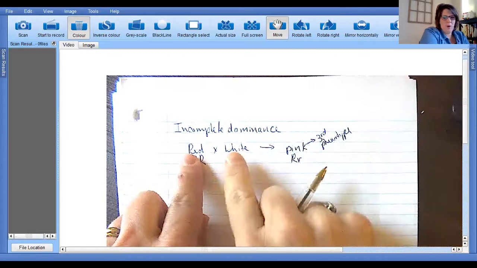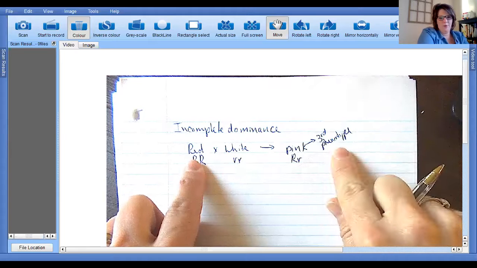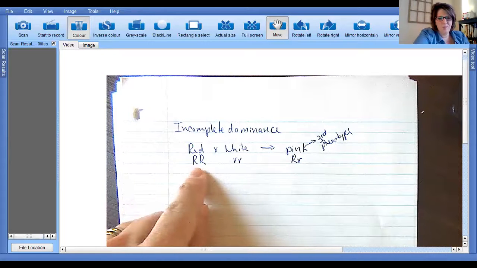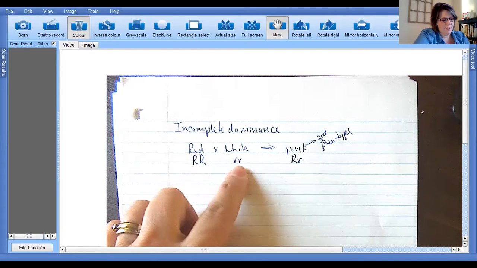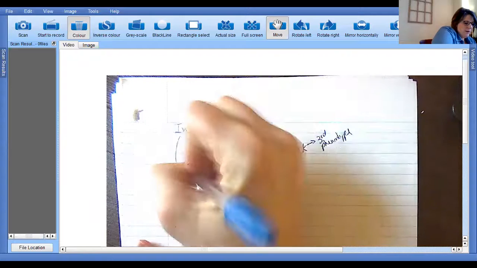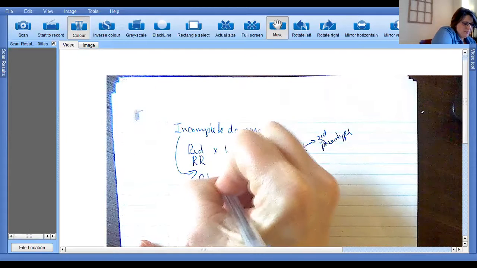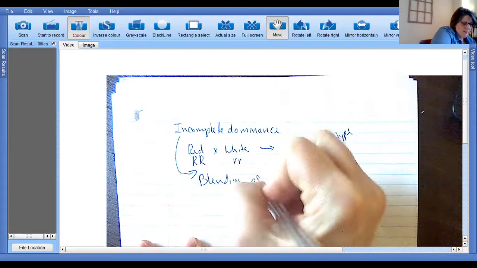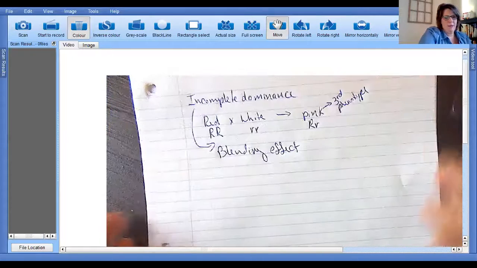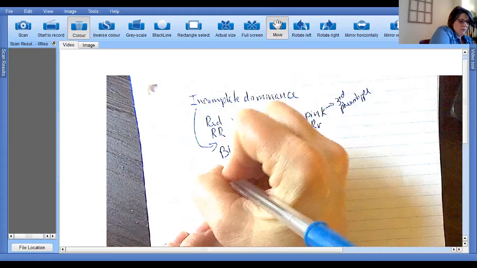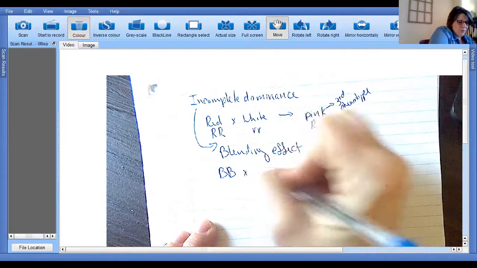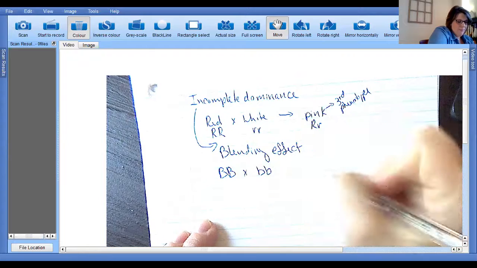So we don't just have red and white, we don't have 1 and 2, now we have a third phenotype. In incomplete dominance, the dominant allele is not completely dominant over the recessive allele. It tends to make this blend. So in incomplete dominance, you always get a blending. If we were to do the same thing, maybe we were talking about blue flowers, say the blue flower is dominant to a yellow flower.